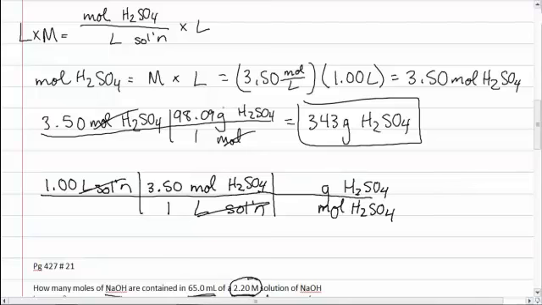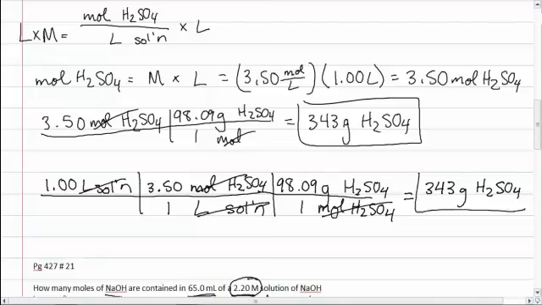And I already calculated the molar mass to be 98.09 grams per 1 mole. Moles cancel. And I'll still get the same answer of 343 grams of H2SO4. Either way works, it doesn't matter which way you do it, so pick the version that works for you, and that'll be fine. Just show all your units, show all your work, and it'll work out.